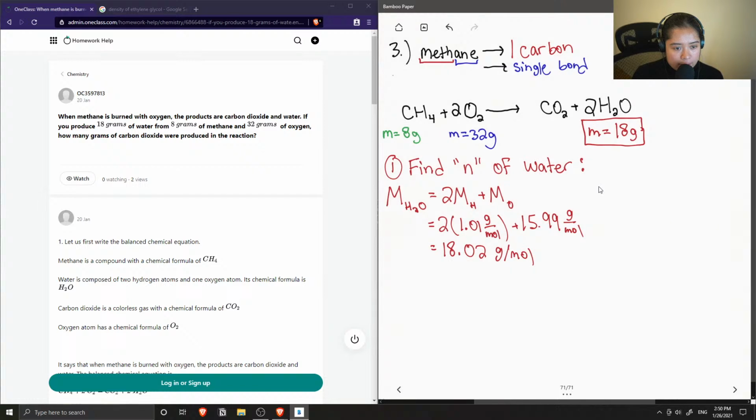So now to find the number of moles, it's just the mass over the molar mass. The mass of water is given in the question, 18 grams, and the molar mass is what we just found to be 18.02 grams per mole. Now if we divide this, we get the number of moles of water equal to around 0.999 moles.